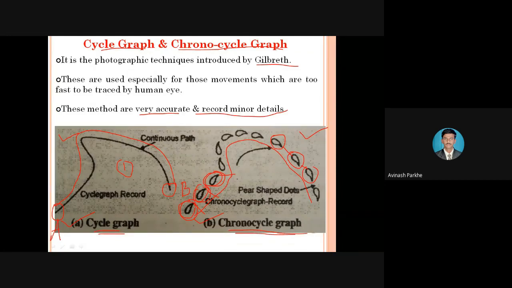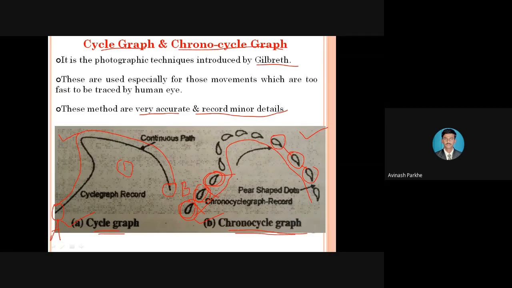Okay, but from this particular dark line you cannot say whether it is moving from left to right direction or right to left direction. In addition to that, whether your speed of working increases or decreases, such types of information you will not get from this particular cycle graph. So to avoid such limitations, one advanced version is developed from this cycle graph, and that new version is called a chronocycle graph.